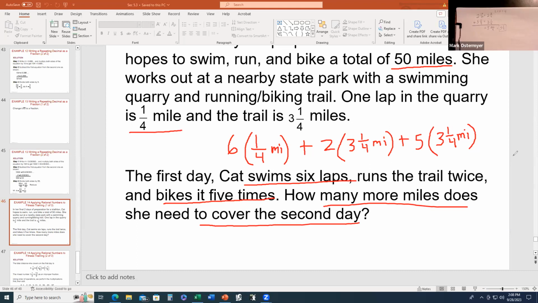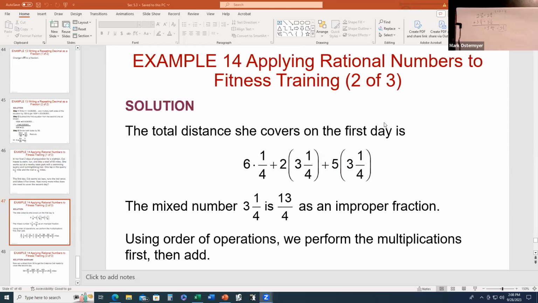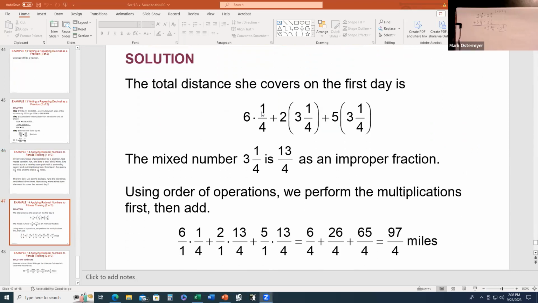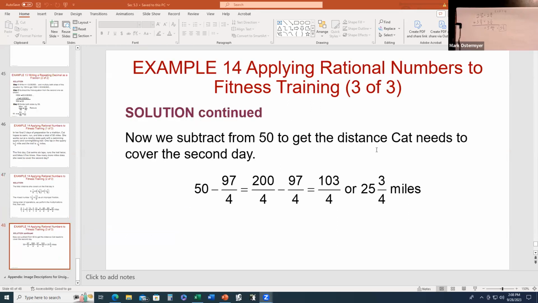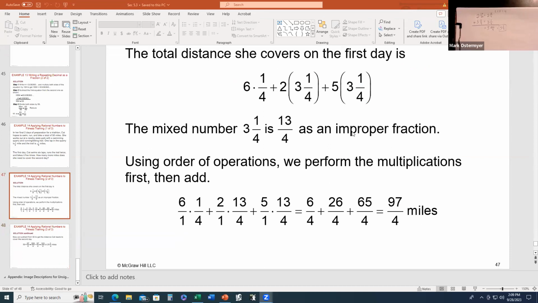So first we've got to add all these things up. I bet dollars to donuts they did this on the next slide. Let's go down. There it is. This is the total number of miles from swimming, the total number of miles from running, excuse me, and the total number of miles from biking. The mixed number for 3 1/4 is 13/4. So they turn the mixed numbers into improper fractions.